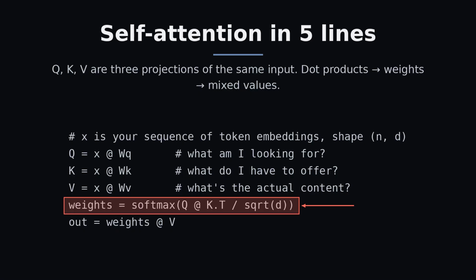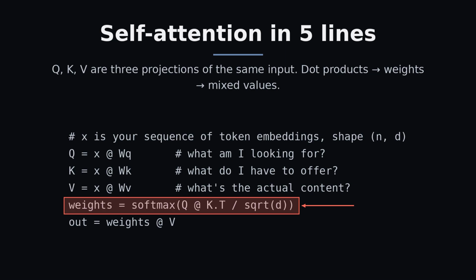You multiply Q by K transpose to get a score for every pair of tokens, divide by a constant to keep the numbers stable, and softmax to turn them into weights that sum to 1. That weight matrix is the thing. It says, for every token, how much of every other token's value to mix in. Multiply by V and you've got your output.